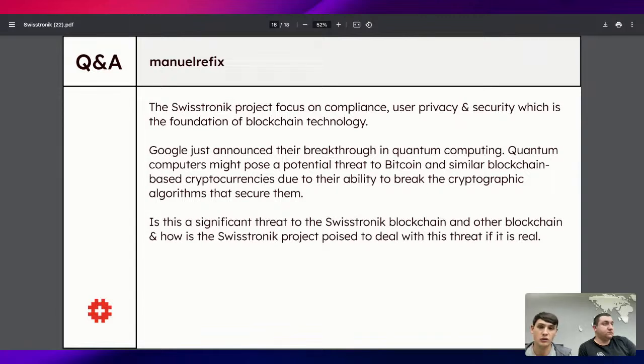We have our eye on quantum resistant encryption mechanisms, and I would say that we keep an eye on developments in this field. However, right now you shouldn't worry about it. Even today's quantum computers are quite far from breaking currently used cryptocurrencies such as Bitcoin, for example, or Swisstronic in this case.